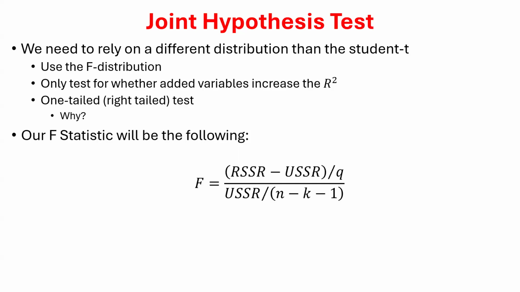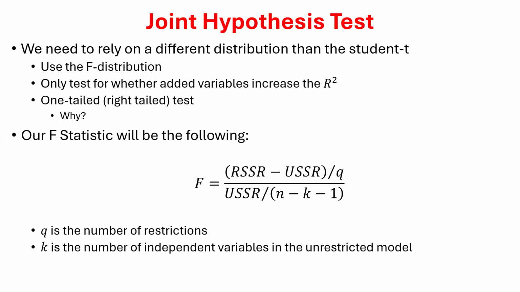Now, Q here, I think I've got it set up for us here. There we go. Q is going to be the number of restrictions that we have. So the number of restrictions, it's kind of weird to think about it, but it's the number of variables that we're adding into the model. The thing about it is restrictions.